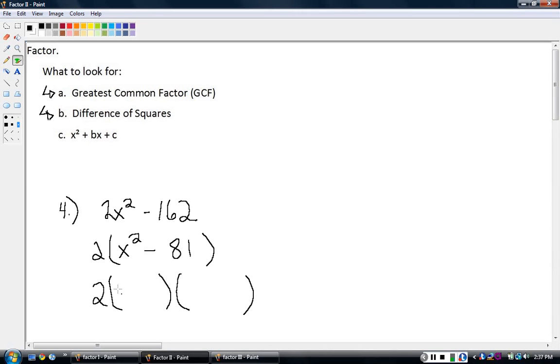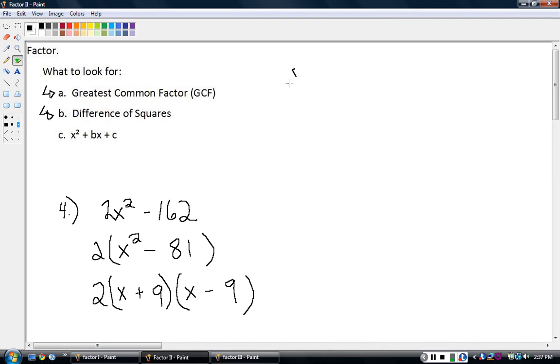Square root of x squared, that goes here and here. Square root of 81 goes here and here. One gets a plus, one gets a minus. Okay? And now I know that I'm done. These are not factorable any further.